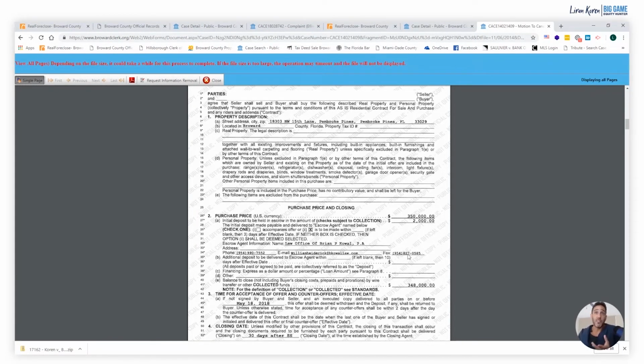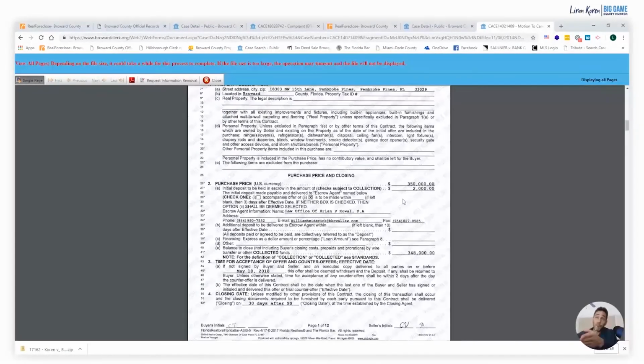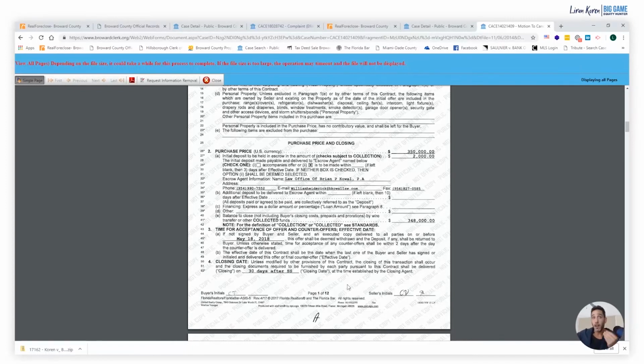Once you have this information, you can use it to convince the homeowner to do a short sale. It's another key. The more information you have that can justify a short sale for a homeowner, the more chances he's going to do it. So in this case, the short sale is for $350,000 for a house that's worth $550,000. Just so you understand the reason the defendant filed a motion to cancel the sale.